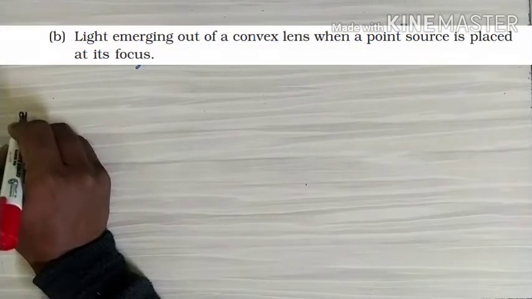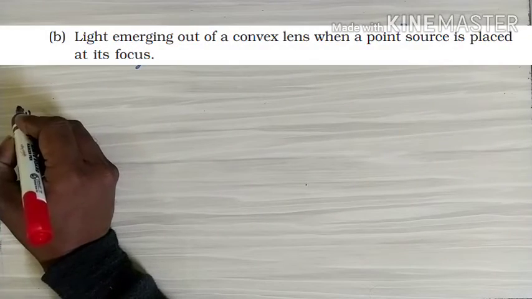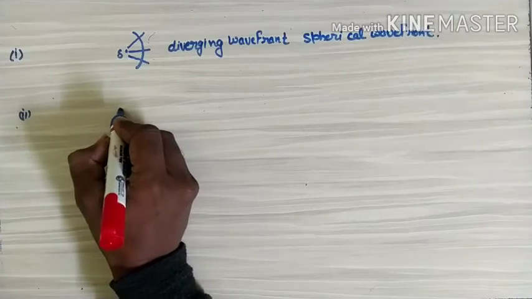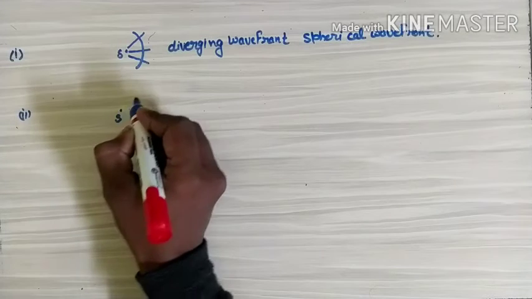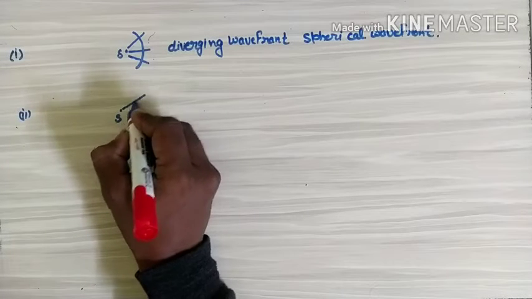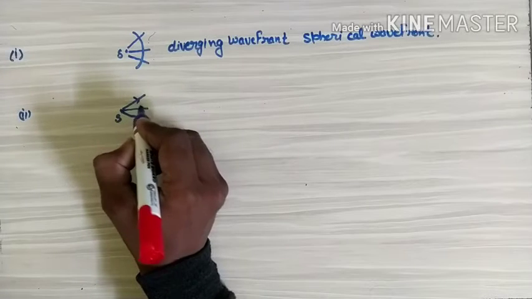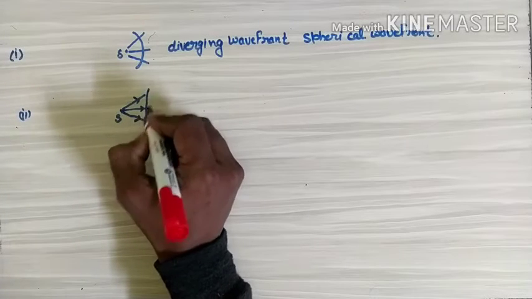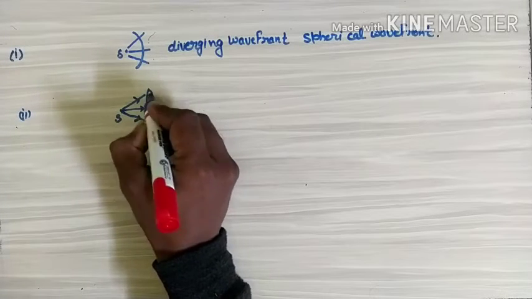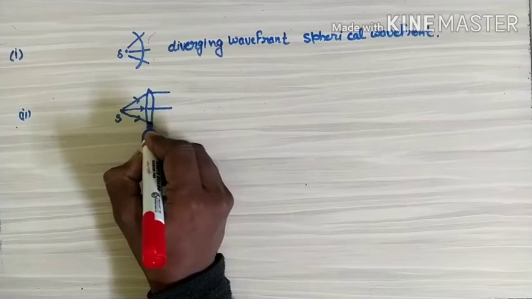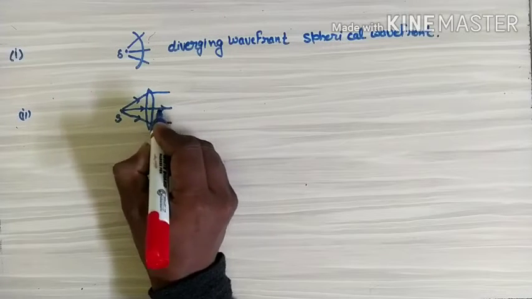Second case, students, in case the light emerging out of a convex lens when a point source is placed at its focus. So students, S is a source from which light comes, and a convex lens is placed. So students, what does a convex lens do? The rays become parallel.